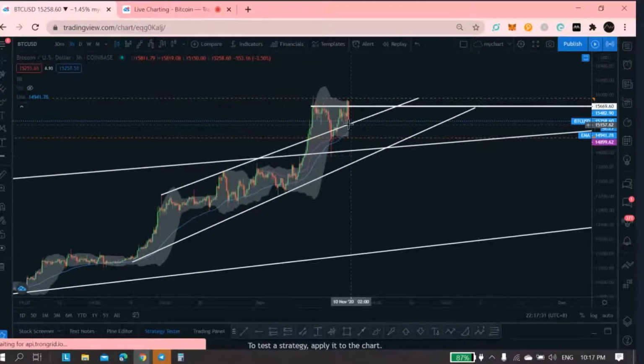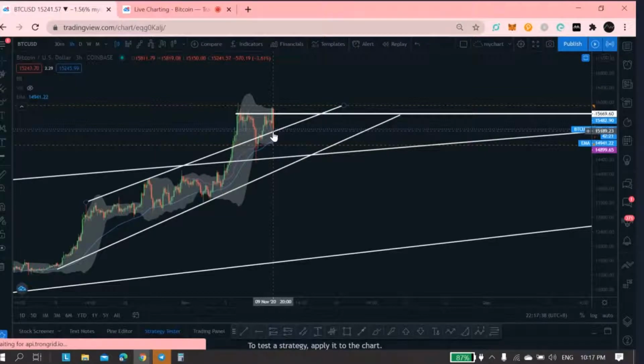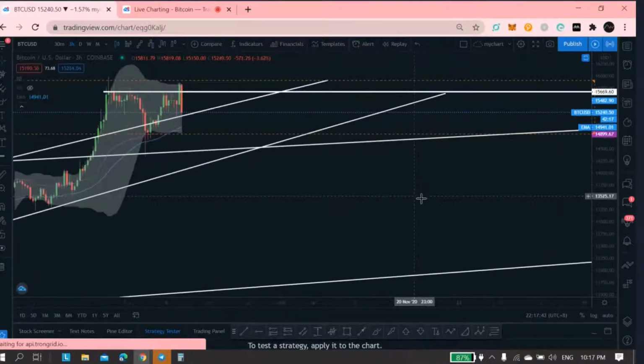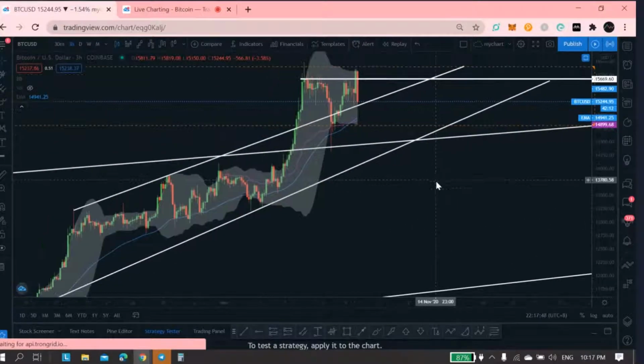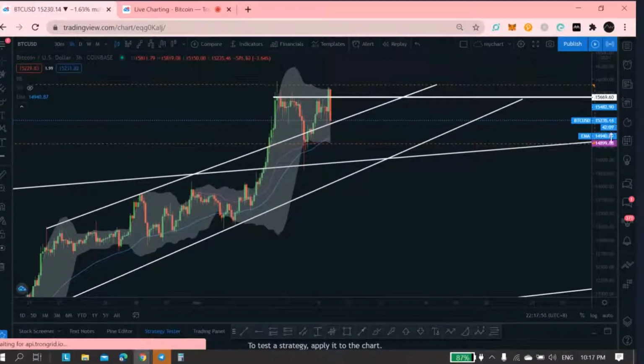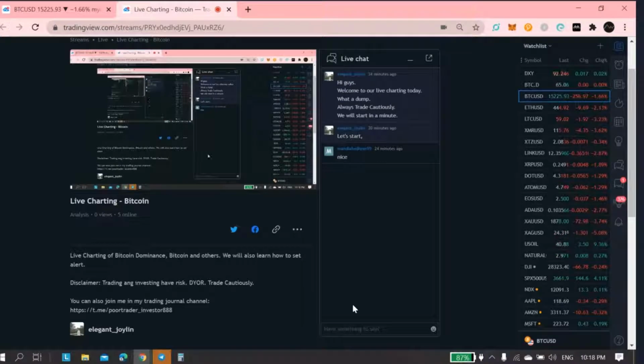If ever it breaks this current area of around the 15,100 area, because currently it's trading here. Close. Actually, it's close. So let's see if it holds, 42 minutes left before the 3 hours time frame will close. So now let's move on to other charts. Or if you have some comments, just feel free to ask.